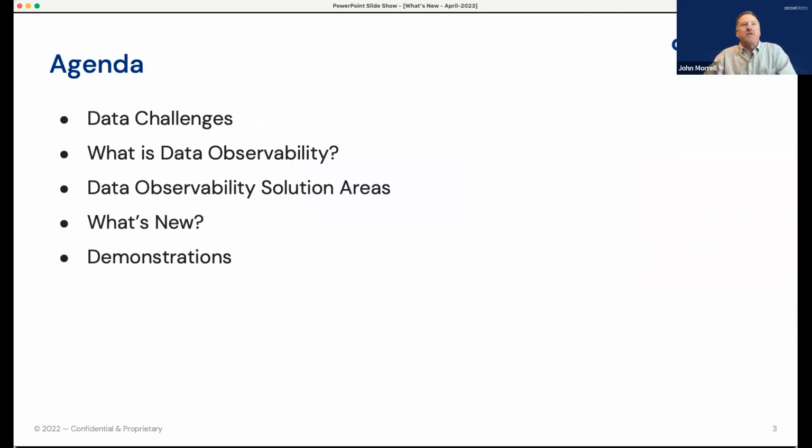I'm going to go over just a few things really quickly to set the stage in and around data observability and some of the things that we're doing with the product. Tell you a little bit about what's new and then hand it over to Chris so he can really show you all the whiz-bang great new stuff that we've got in the product.